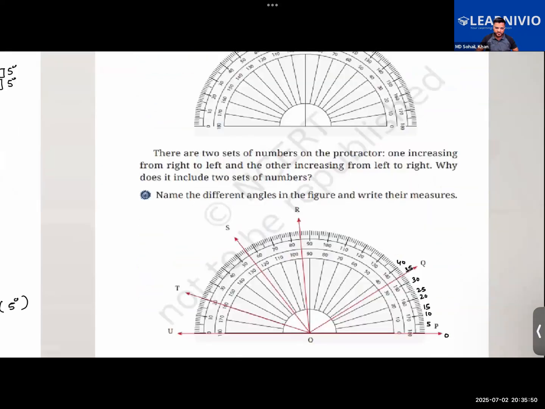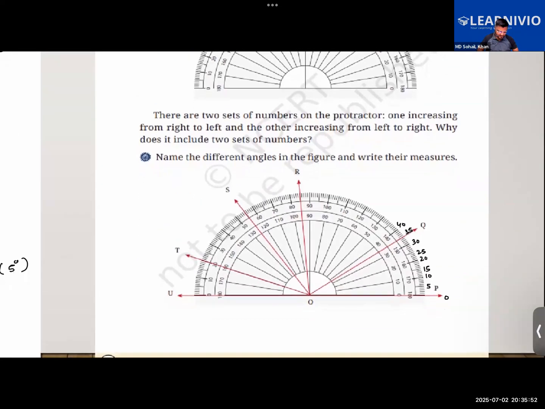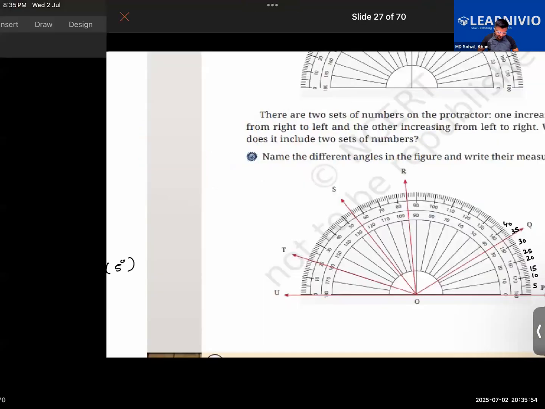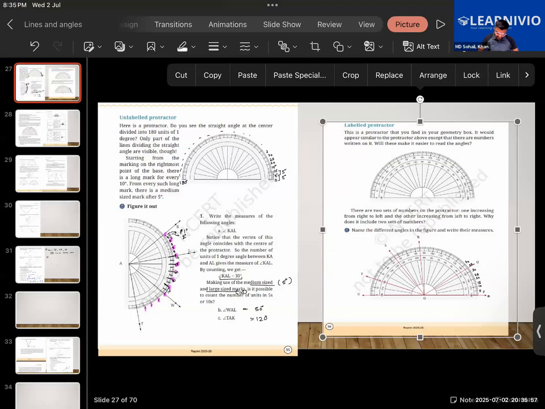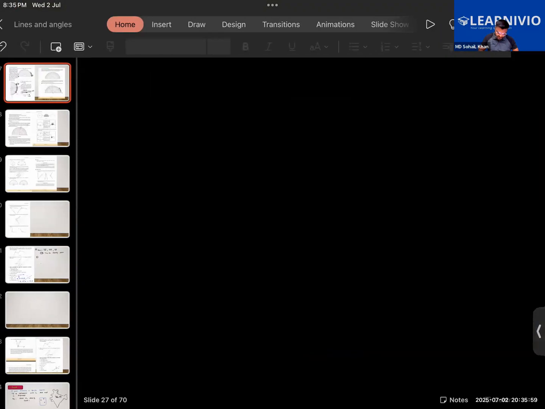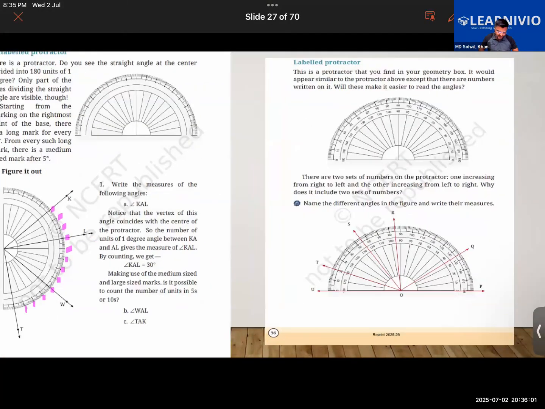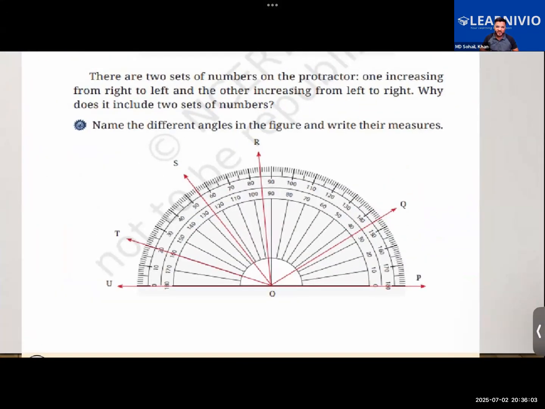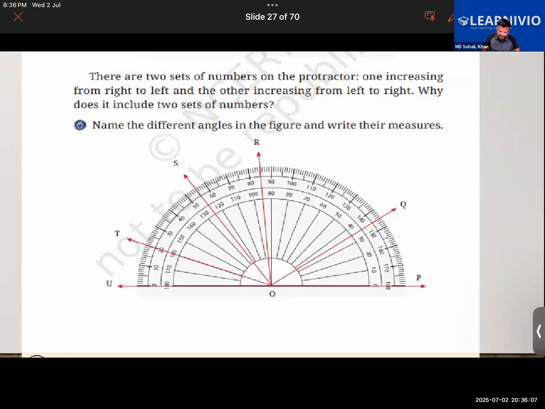Okay. So over here, see, some rays have been drawn in this figure. So we need to name these different angles in this figure and let's write their names. Okay. Let us start from the left side, like from this side. Talking about this angle, what will you call this angle as?